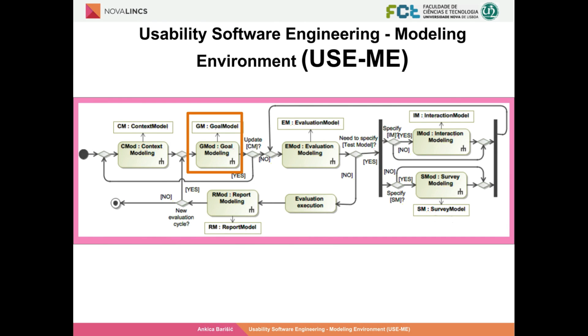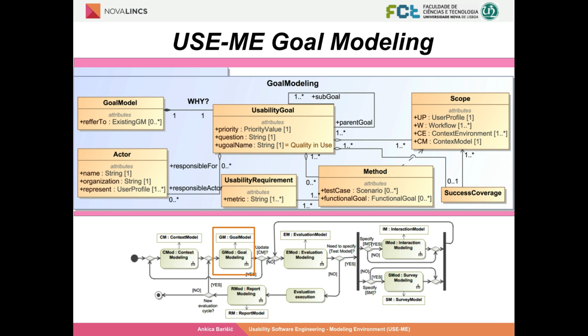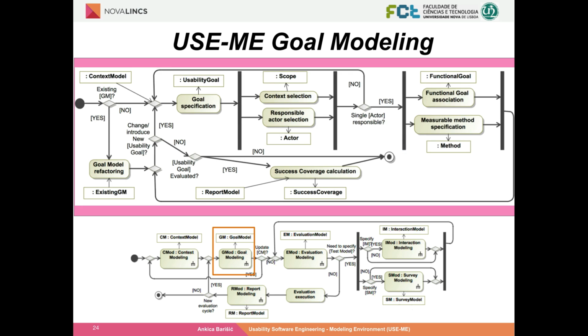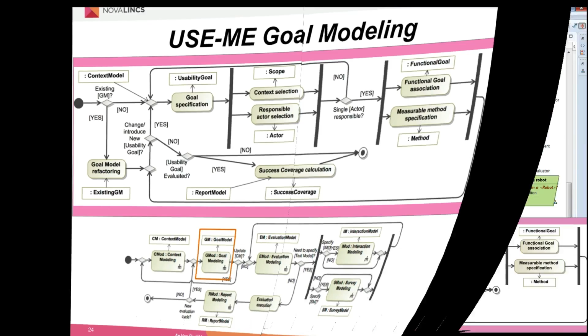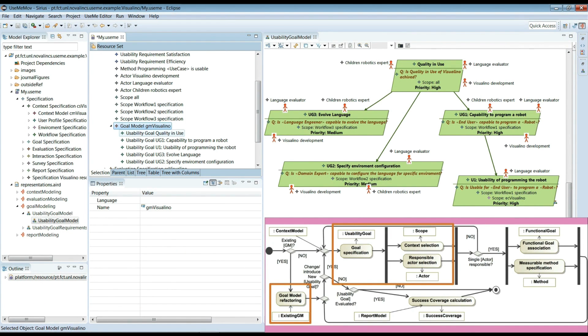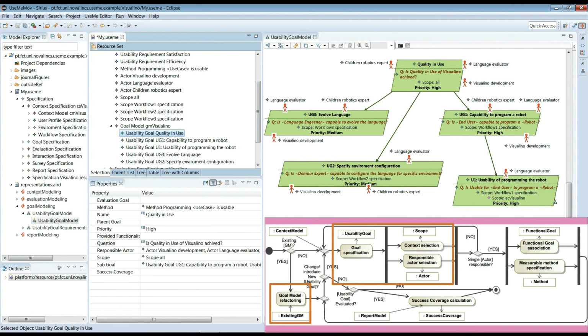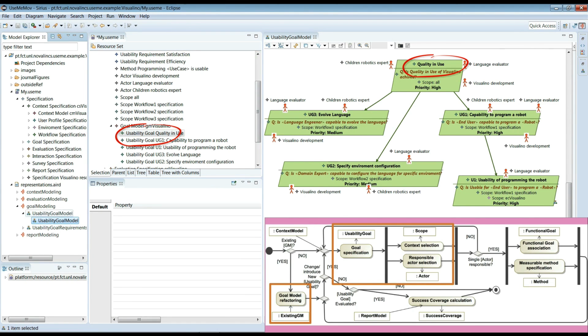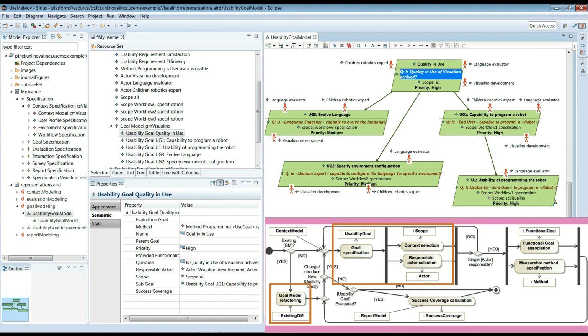Next is to perform a goal modeling activity and specify the goal model. The UseMe goal model specifies objectives that the user may have while using the DSL and traces the success of the DSL under development, making it a central part of the UseMe framework. The activity starts by specifying as a root the highest evaluation objective, that is, to achieve quality in use, and can be set as an extension to an existing goal model. Quality in use is prioritized as high, indicating that usability evaluation is highly necessary for the Visualino development project.